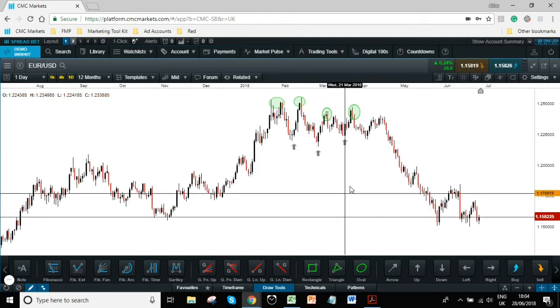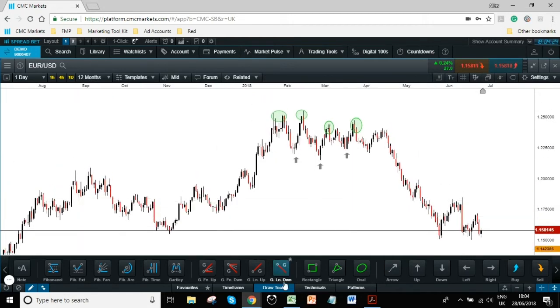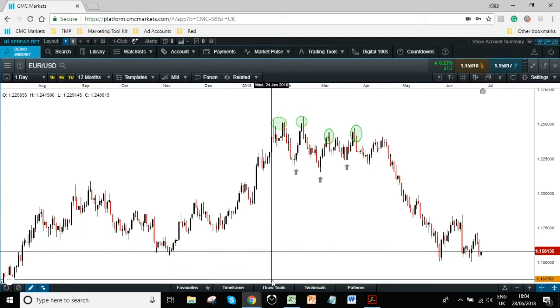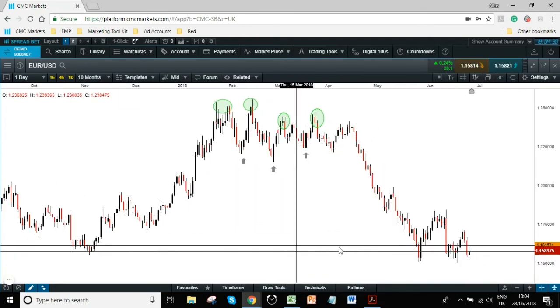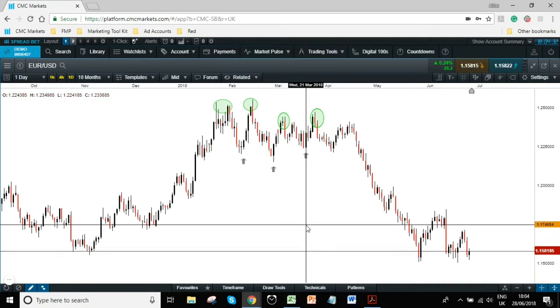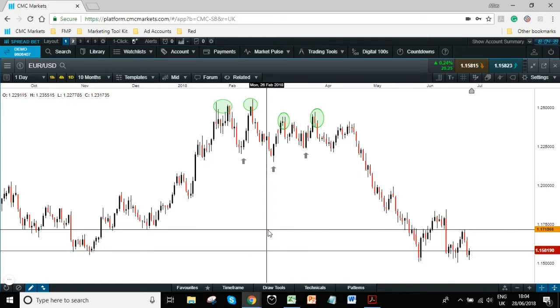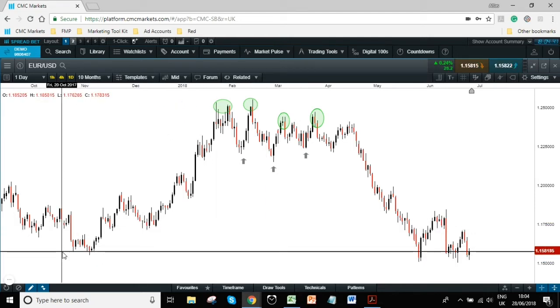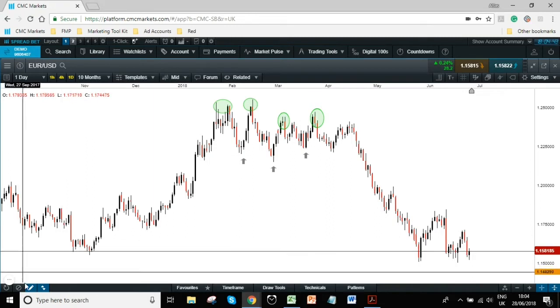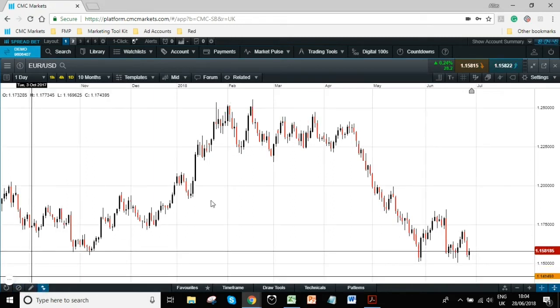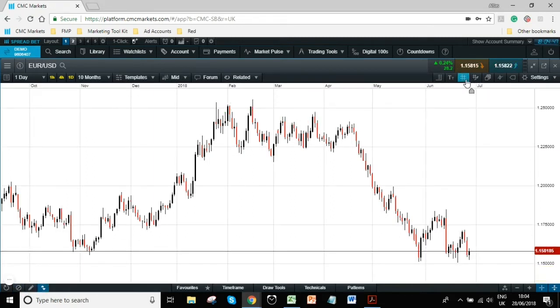This is the manipulation, guys, right? This is the manipulation, the deception that I talk about every single time. Once you understand this deception is happening, it makes it a lot easier for you to identify your setups. Now, what are we going to be looking for when we're actually identifying and drawing zones, guys? Let me just clear this up again.